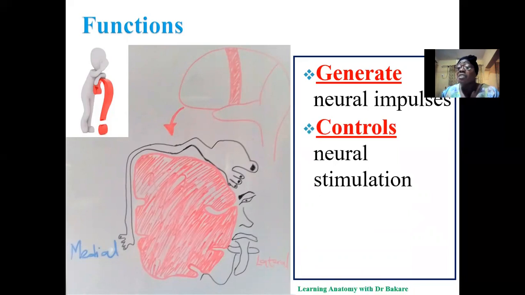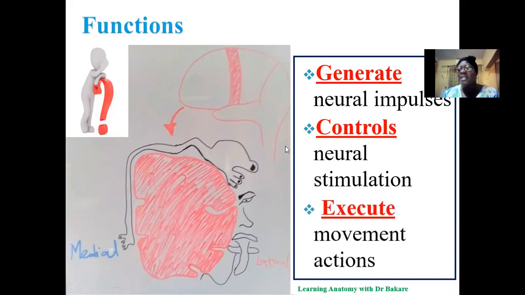Then we have the control of this neural stimulation. They are so controlled in the sense that they run through a particular pathway that is called the motor pathway. This motor pathway helps to control or redirect the neural stimulation that is generated in the motor cortex. After the control of these neural impulses, finally we have the execution of muscle action. So you are able to execute the actions of different muscles that are located around the head region.